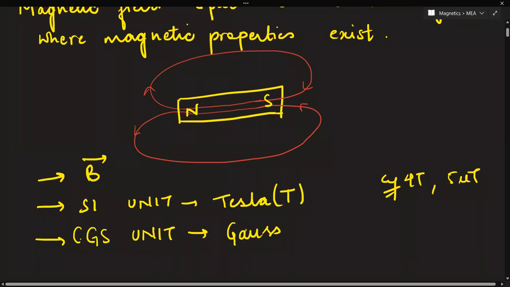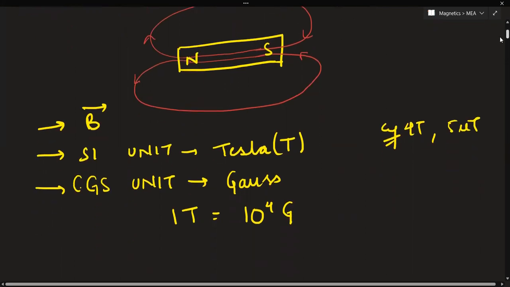Now conversions do come, so be careful with the CGS unit and the SI unit. The conversion is 1 Tesla is equal to 10 to the power 4 Gauss. So many times it is written in terms of Gauss, so you have to multiply it with 10 to the power minus 4. If it is written in terms of Tesla, then there is no need, because Tesla is already the standard international unit, the SI unit.